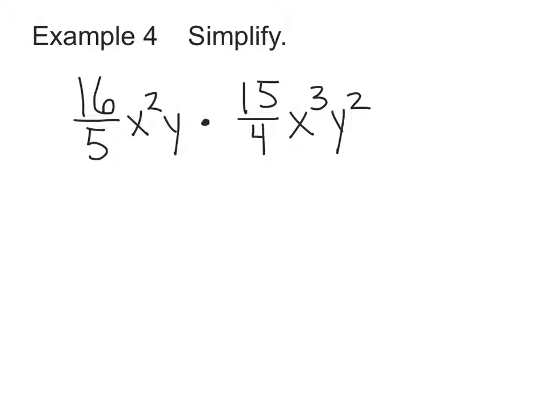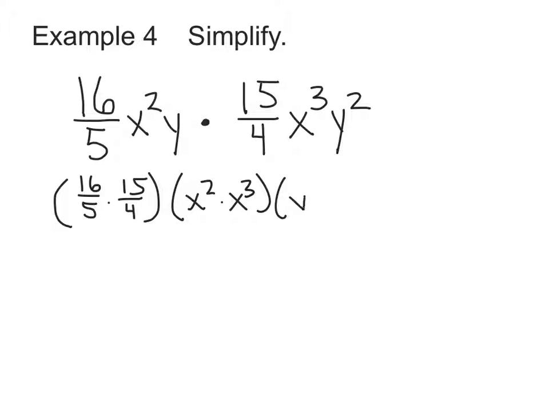In example four, we're going to continue to use the rule we talked about at the beginning and the associative and commutative properties to solve these. Once again, I'm going to group the numbers with the numbers, so 16 fifths times 15 fourths, or group the coefficients with the coefficients. Then I'm going to group the x variables, so I have an x squared times an x to the third. And then I have a y times y squared.